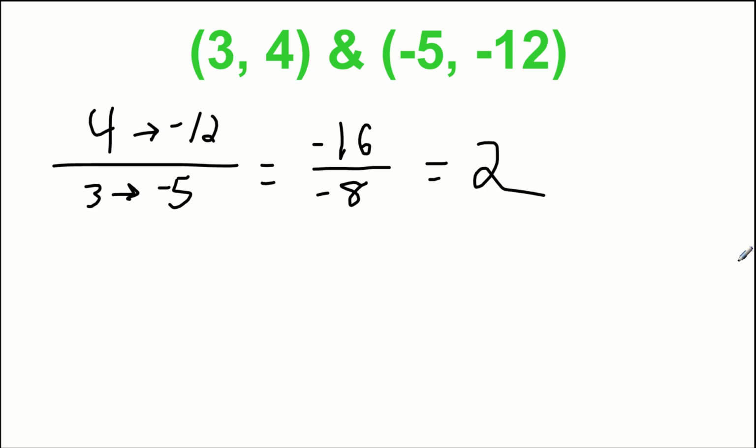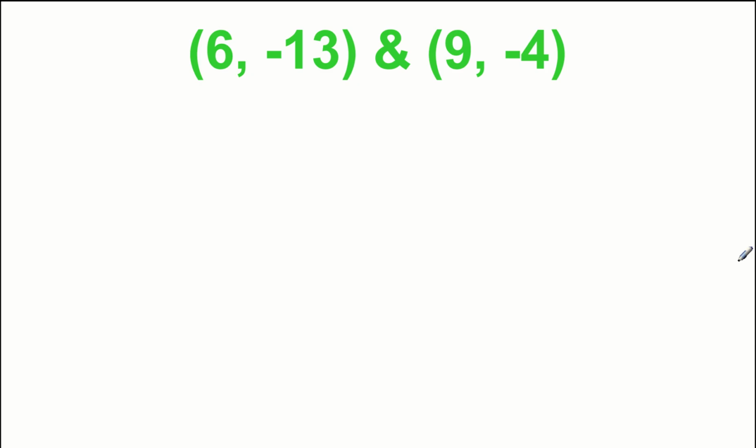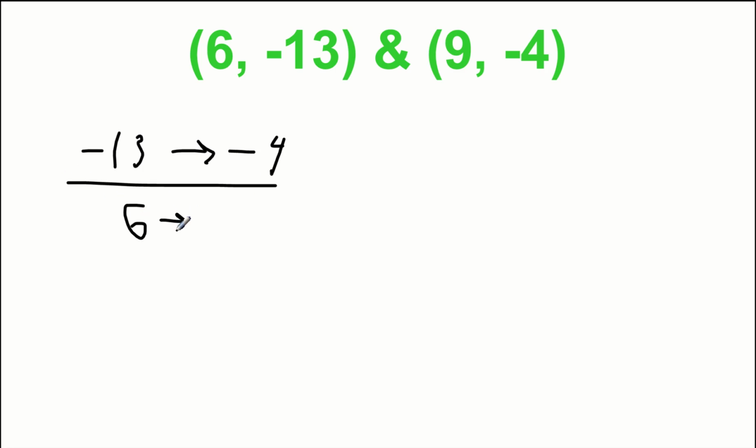Any questions on that? If they're both negative, it's going to be a positive for the slope. All right, so where are my y values here? -13, and we're going to -4. X values are going from 6 to 9. All right, from -13 to -4. This is where you got to be careful sometimes with the numbers. From a negative to a negative, you subtract the 2 numbers, okay? So 13 minus 4 is 9.